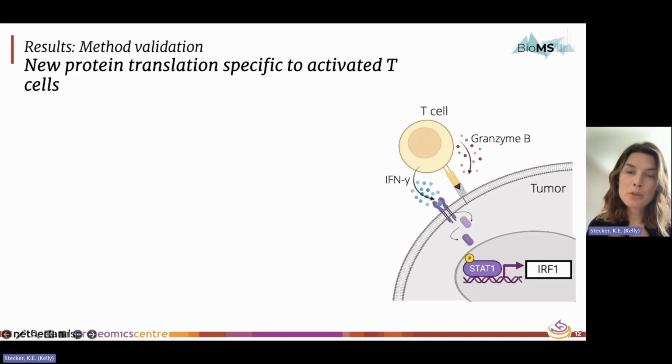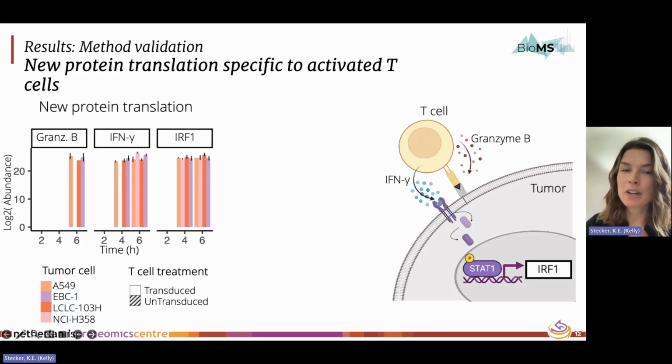And the tumor cells perceive these proteins, these cytokines in the case of interferon gamma, and this sets off a signal transduction event in tumor cells in which a transcription factor, STAT1, becomes phosphorylated and drives the expression of multiple genes, including interferon gamma response factor 1, IRF1. So this gene is upregulated in response to T cell attack. So these are things we expect to happen in our co-culture system.